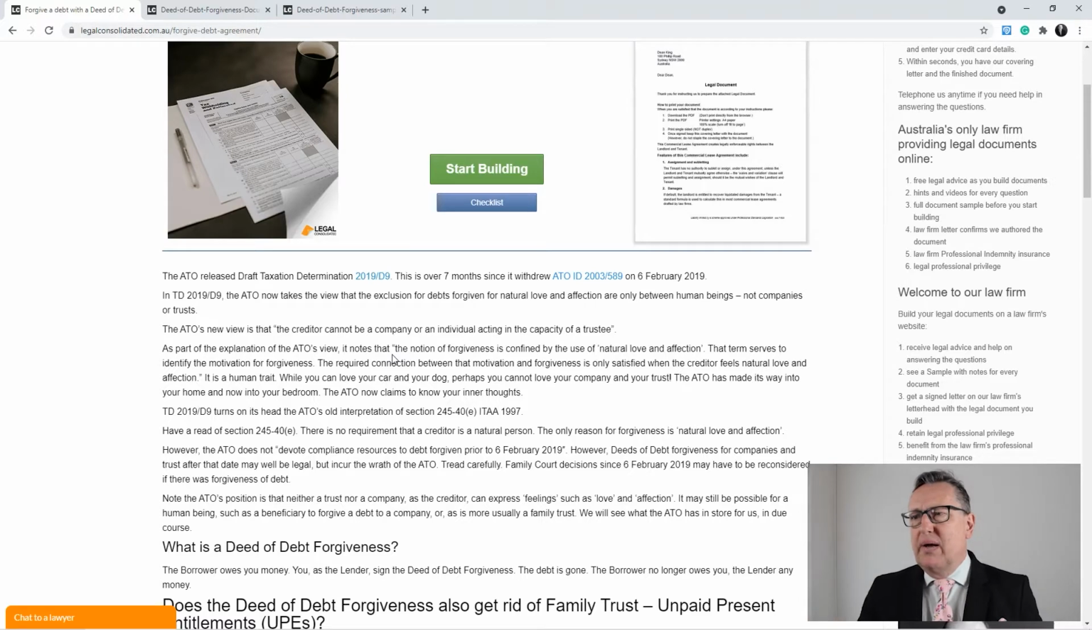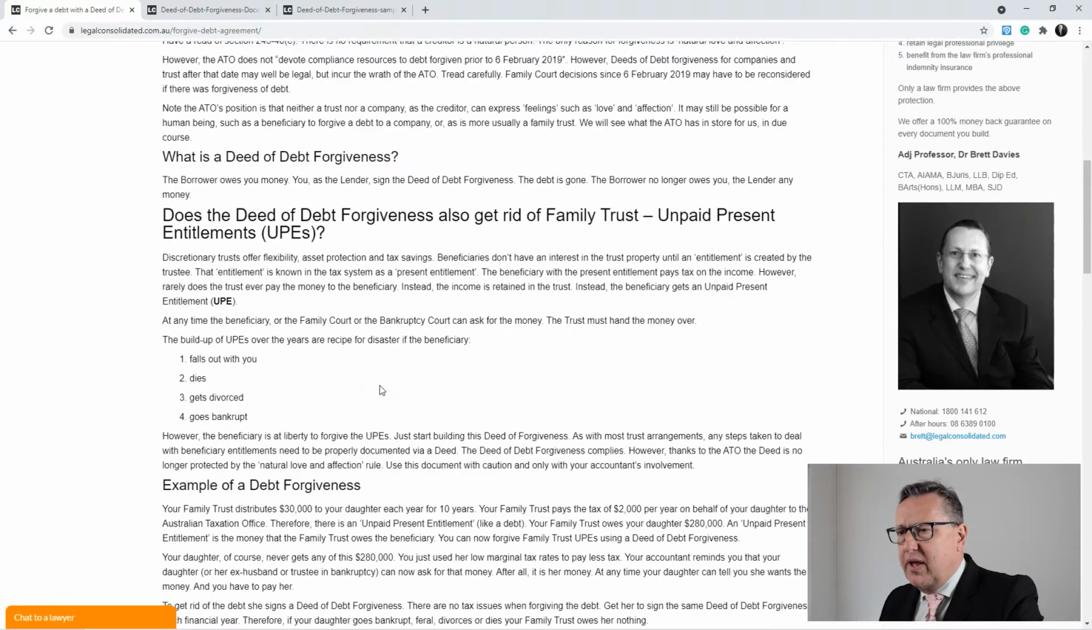Up until back in 2019, the ATO said that you can have natural love and affection between a trust and a company, or a company and a company. But now they've recanted from that position to say you don't have natural love and affection except between two human beings acting as two human beings. So if you're a trustee of a family trust, you can't do a deed of debt forgiveness from that perspective. You can still do a deed of debt forgiveness, but the tax position is not clear. So you should talk to your accountant about the tax position of a deed of debt forgiveness. The covering letter that you'll get with the document will go into more detail there.